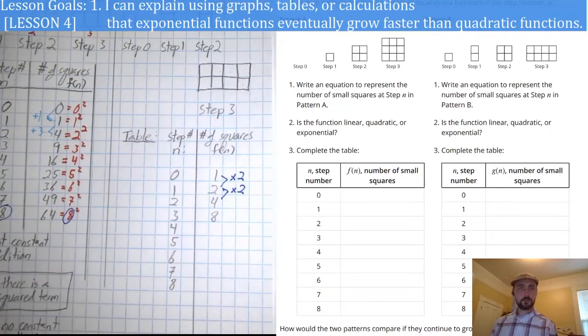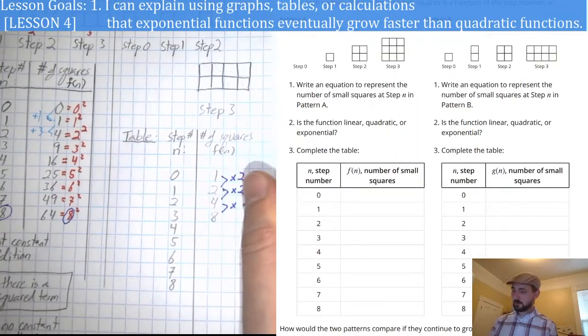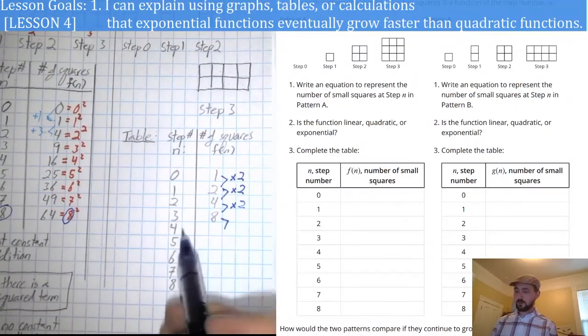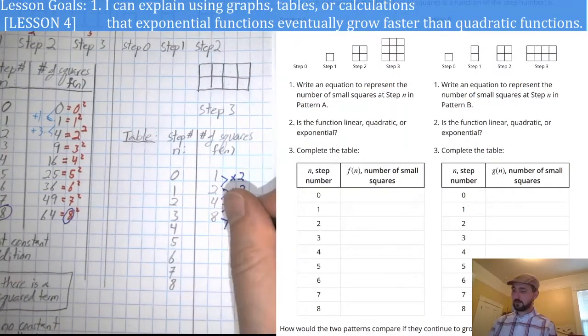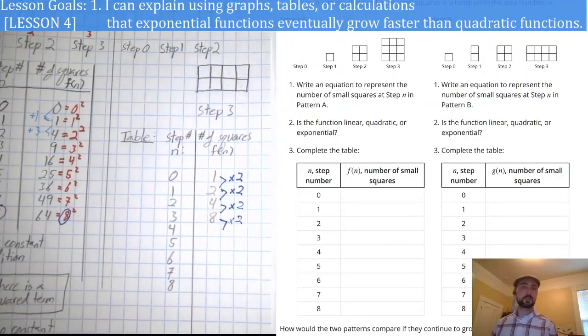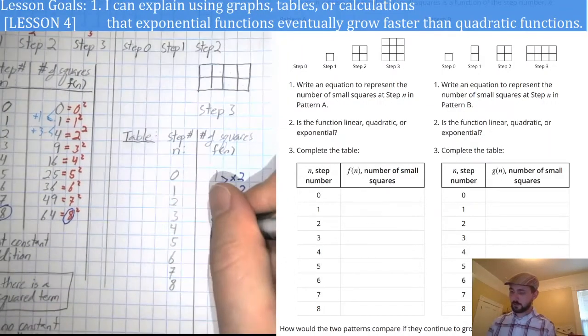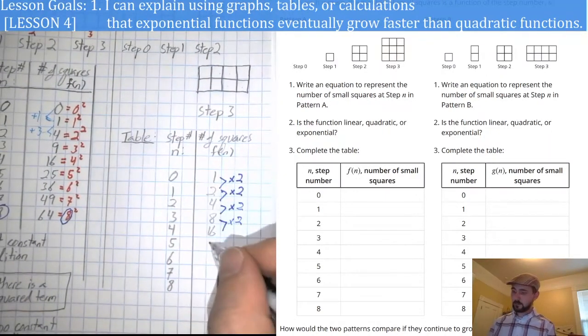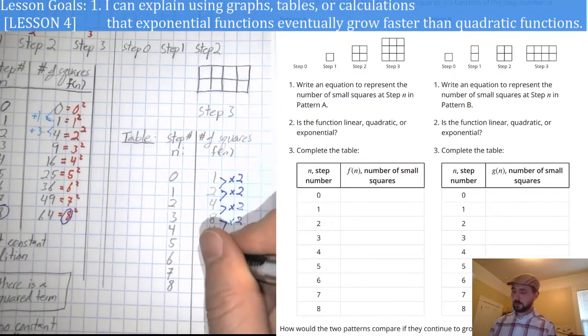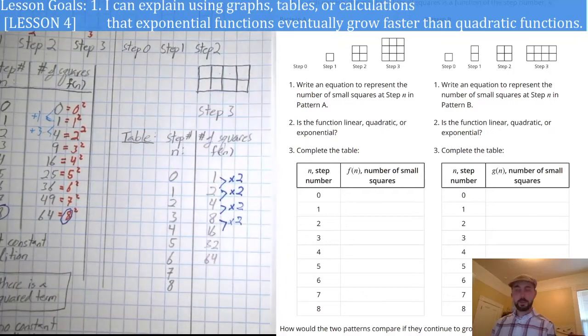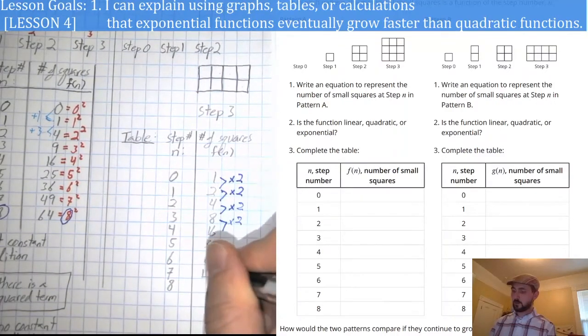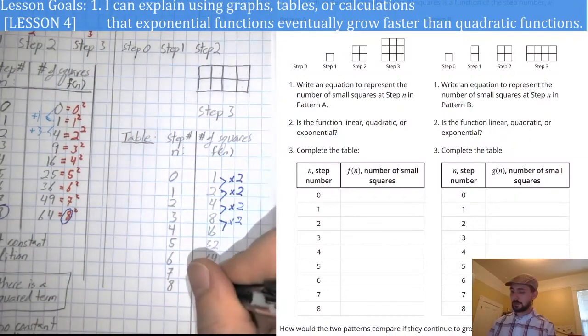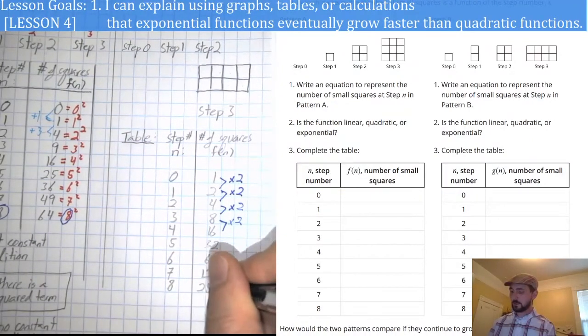Doubles to get to 4. Doubles to get to 8. So to get to the next step, what are we going to have to do? Well, it looks like we'll have to double again, which will get us to 16. To get to the next step, we'll double again. So 16 doubled is 32. 32 doubled is 64. 64 doubled is 128. And 128 doubled is 256.